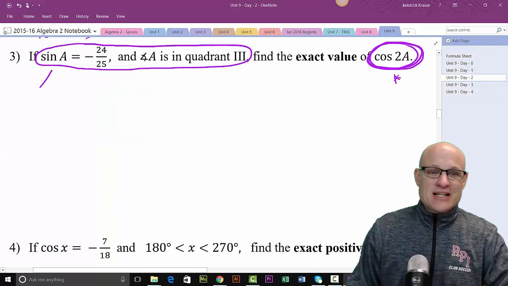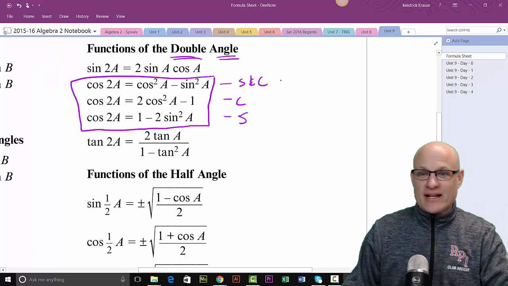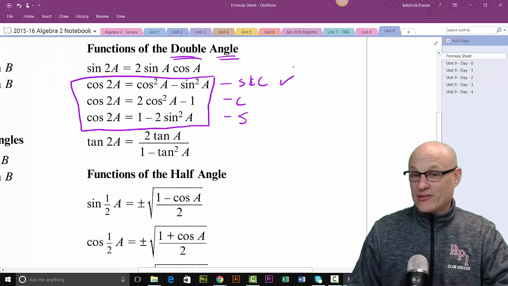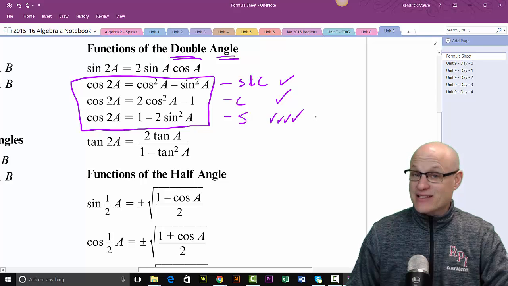So if we come over here to our formula sheet, would it make any sense to use something that had sine and cosine? I don't even know what cosine is. Would it make sense to use just cosine since I don't know what cosine is? Or would it make sense to use the sine formula, which is 1 minus 2 sine squared a.